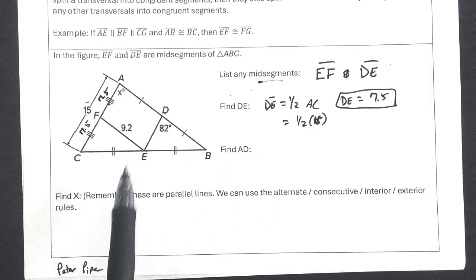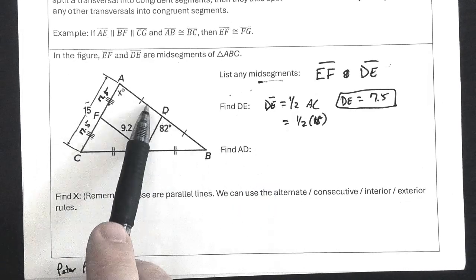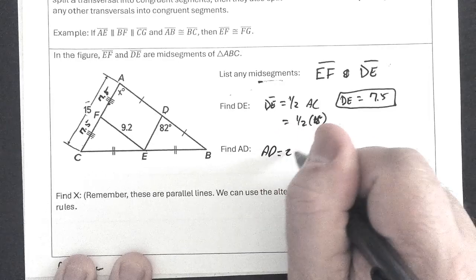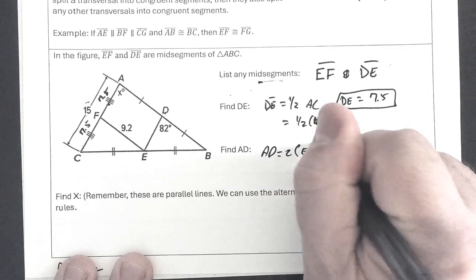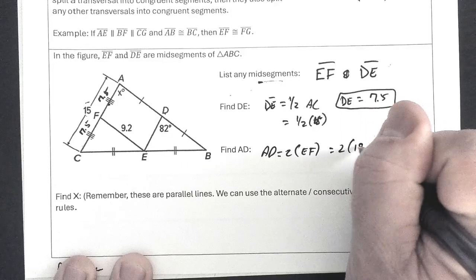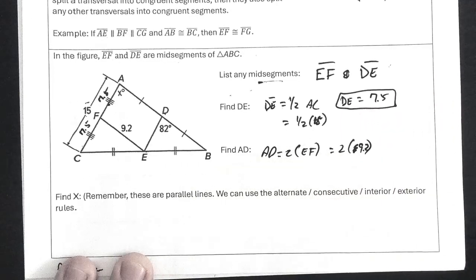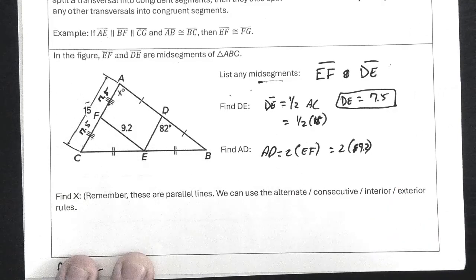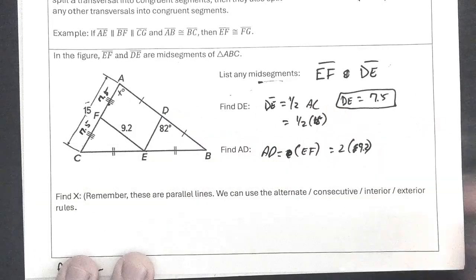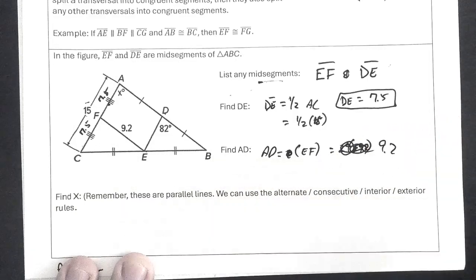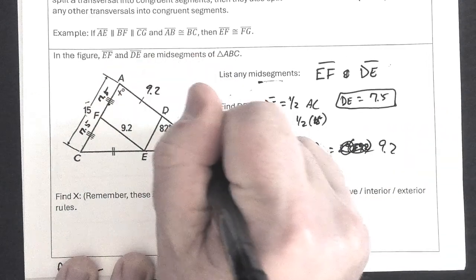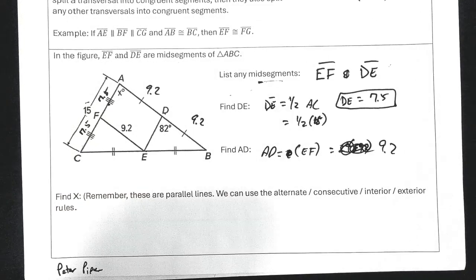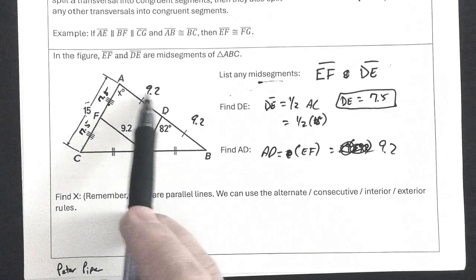Now find AD. So AD is this guy. This one's 9.2. AD is going to be double, or 2 times EF, and that's 2 times 9.2, not 19.2, excuse me. Actually, AD, I'm looking at it, what am I doing? Yeah, AD is the half. So it is equal to EF. So it's 9.2. I got confused at what I was looking at. This whole thing would be both, but yes, because this is 9.2, that's 9.2.